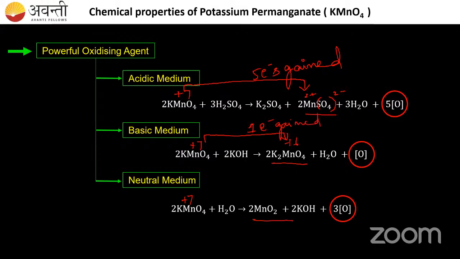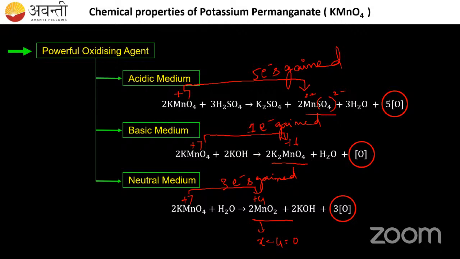What about the last compound, MnO2? What is the oxidation state of manganese in MnO2? Very good. How to calculate? Manganese is taken as x and each oxygen is -2, so x - 4 is equal to 0, x is equal to +4. So +7 to +4 means 3 electrons are gained, or we can say that 3 oxygens are lost.